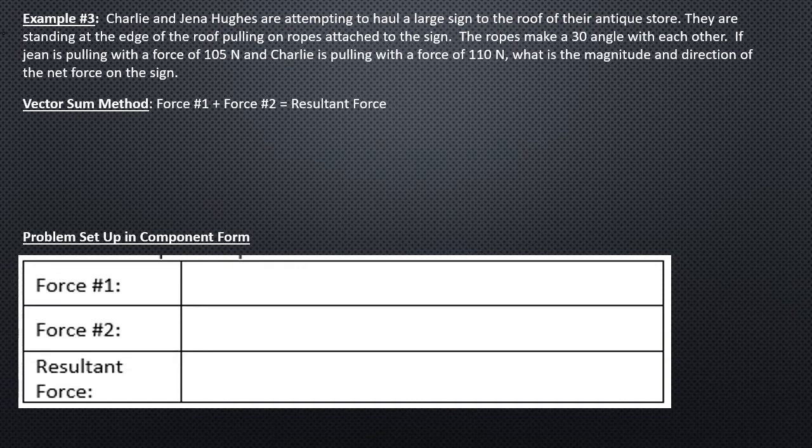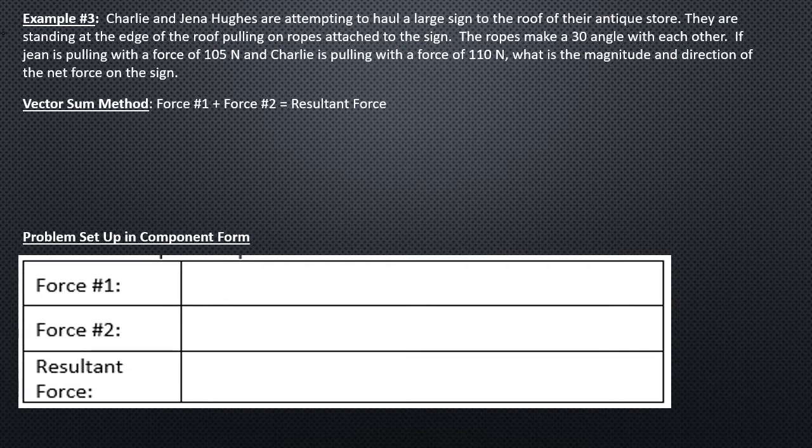We have Charlie and Jenna Hughes, and they're attempting to haul a large sign to the roof of their antique store. If they are standing on the edge of the roof pulling on ropes attached to the sign, the ropes make a 30-degree angle with each other. If Jean is pulling with a force of 105 and Charlie is pulling with a force of 110, what is the magnitude and net force on the sign?